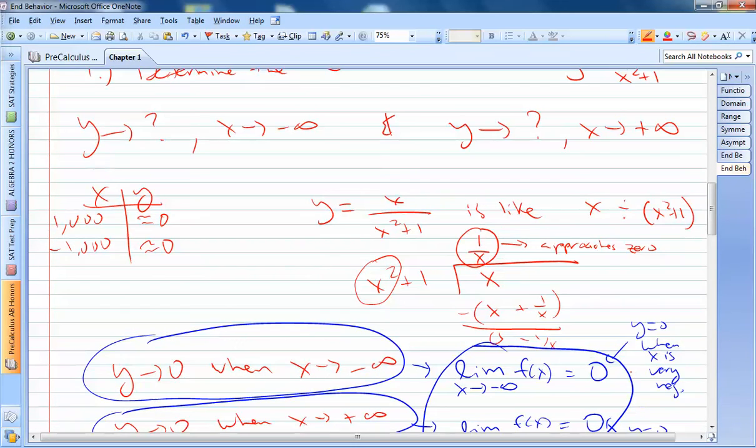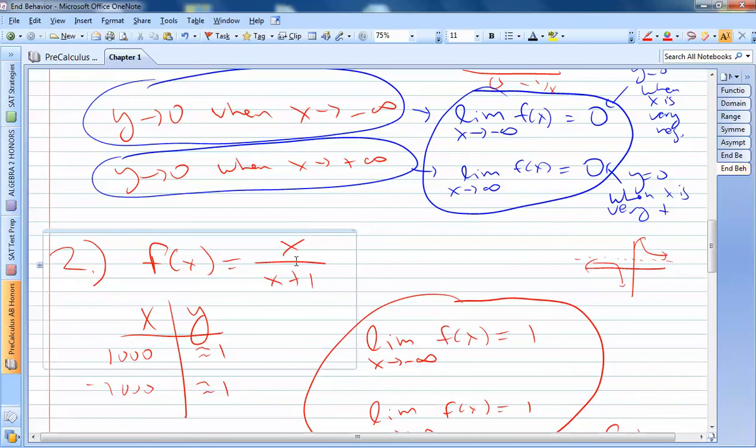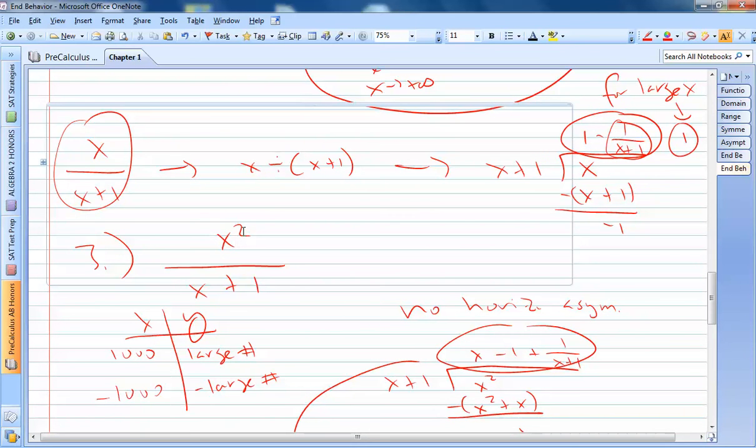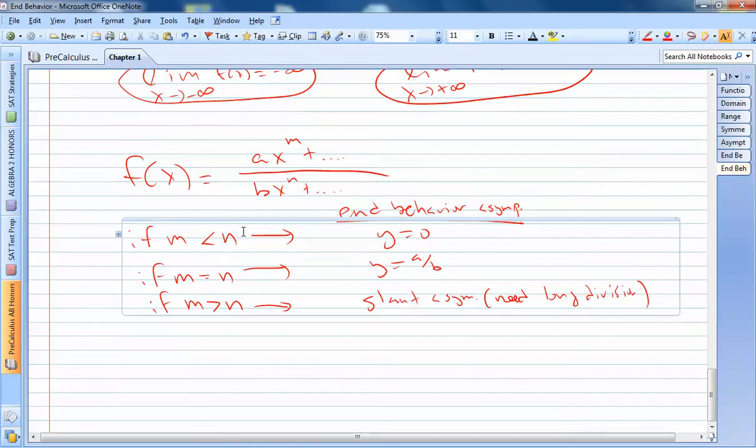So for number 1, you see that the degree of the numerator is 1, degree of the denominator is 2. For number 2, degrees of the numerator and denominator are both 1. For number 3, obviously the numerator has a higher degree than the denominator. So anyway, that kind of covers end behavior. So hopefully you enjoyed the video. We're all done.